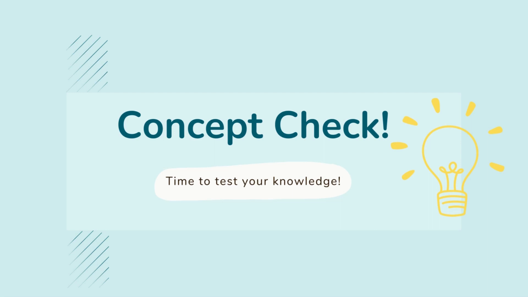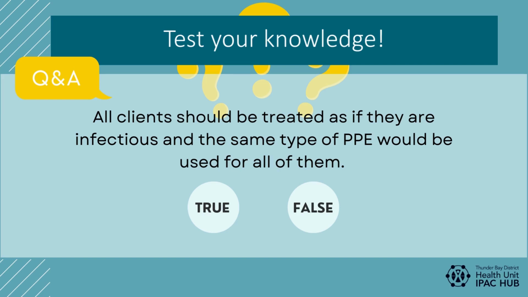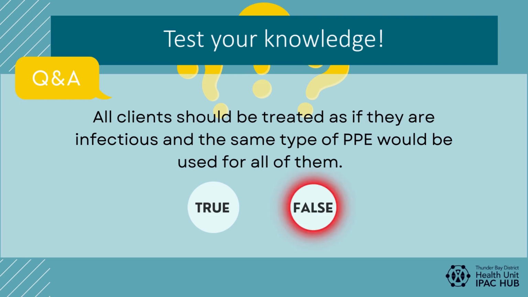Let's pause and do a concept check on what we have discussed so far before we move on. Here we'll do a true or false question. The question is, all clients should be treated as if they are infectious, and therefore the same type of PPE would be used for all of them. True or false? Take a couple moments and read the question carefully. Okay, let's check out the answer. So the answer here is false, and we'll go over the explanation on the next slide.